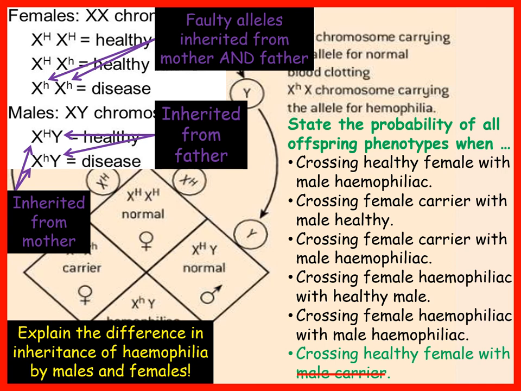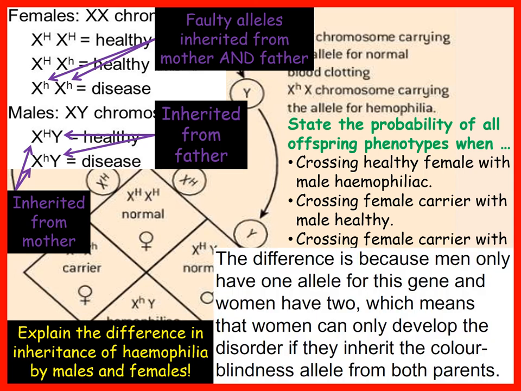Whereas in females, they have to inherit a faulty allele from both the mother and the father because it's a recessive disease. So that means you need to inherit two recessive alleles, two hemophilic alleles. And so there is a lower probability of inheriting two faulty alleles than inheriting one from the mother. So males only have one allele for this gene, whereas females have two. So females only express the disorder if they inherit it from both parents, whereas males only express the disorder if they inherit it from the mother.